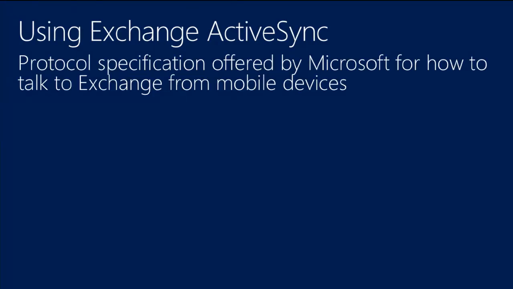So the whole idea behind Exchange ActiveSync is that Microsoft came up with a protocol, and they said, okay, we're going to build a protocol specification that talks about how things work, and we're going to implement the server side of that protocol, and then we will make the protocol spec available, and if you want to, you can license it so that you can use that protocol to talk to our servers.